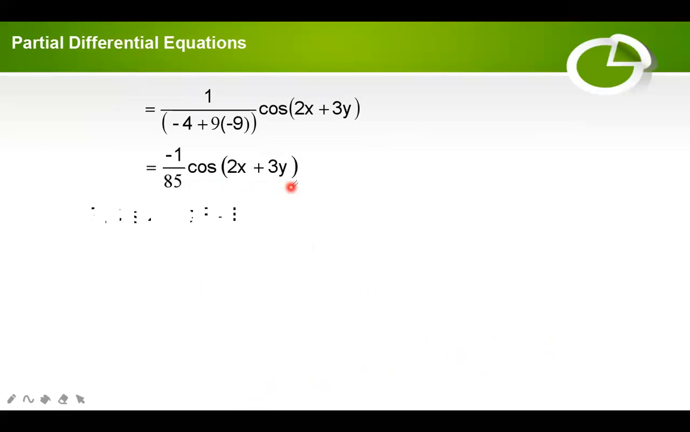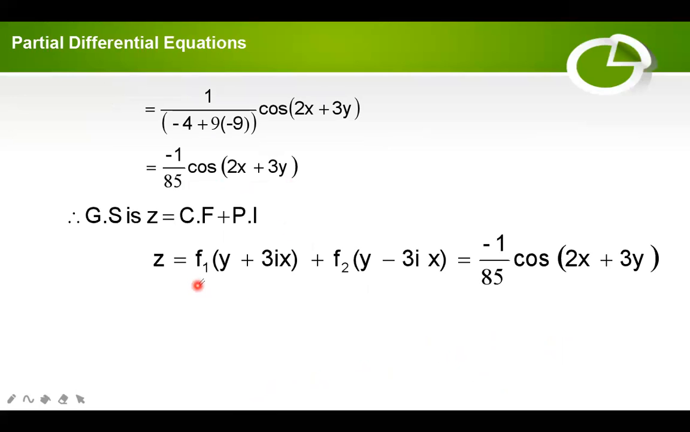Therefore the general solution is z equal to CF plus PI. CF is f1 of (y plus 3ix) plus f2 of (y minus 3ix), and the PI is minus 1 by 85 into cos(2x plus 3y). Let us see one more example.